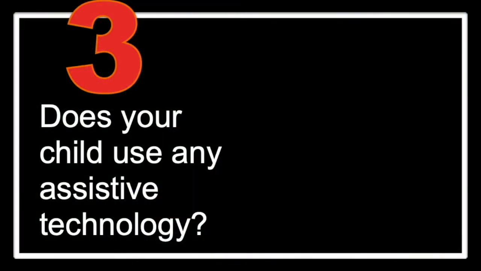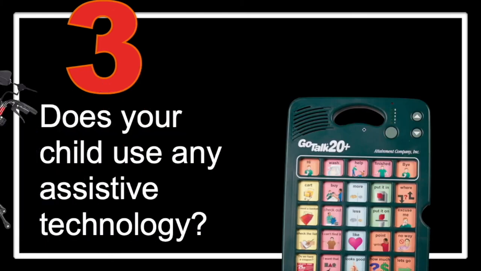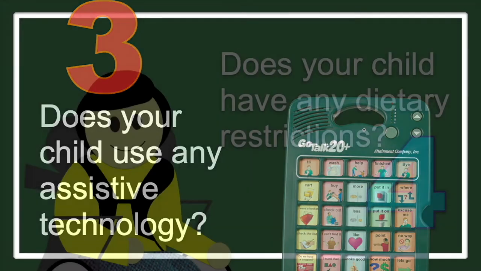Number 3, does your child use any assistive technology, and if so, how can we support him in it? Assistive technology can be anything from devices that help the person get around, like a motorized wheelchair, to devices to help him communicate. Understanding how things work and if or how a volunteer can support a child with their device is crucial to creating an inclusive environment.